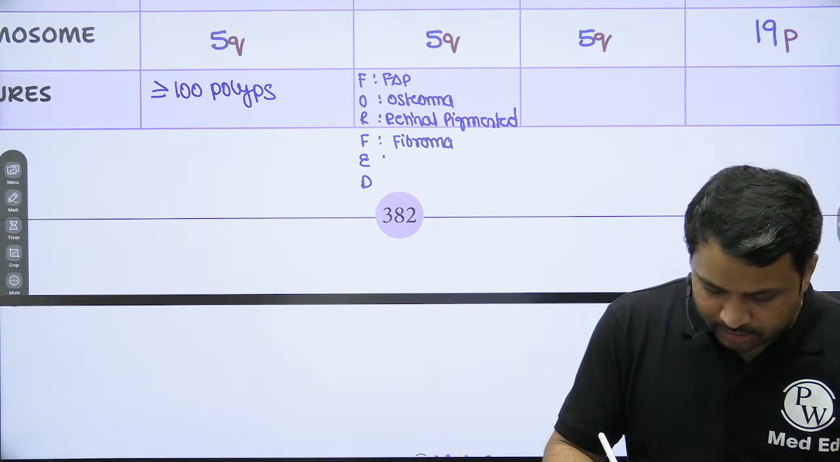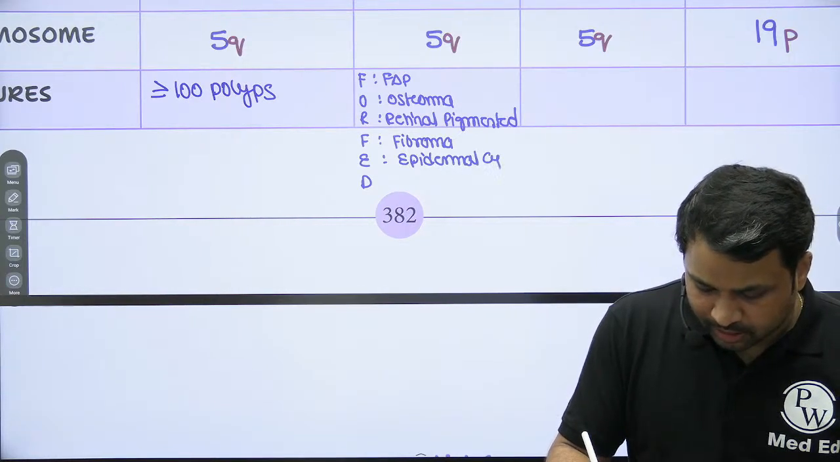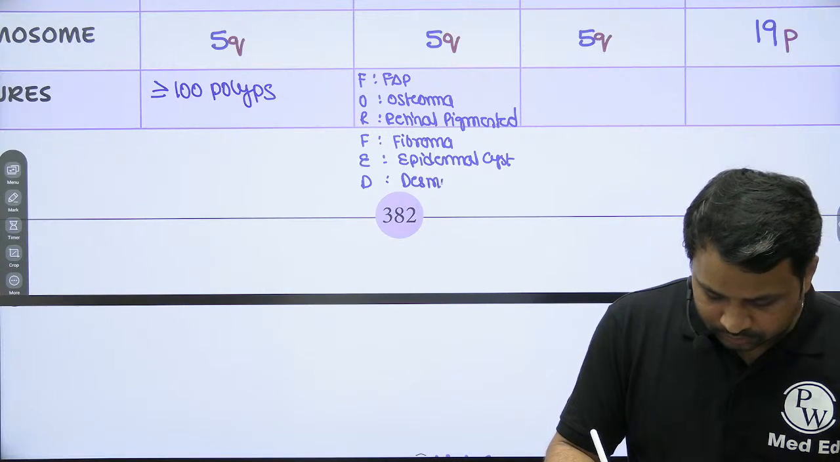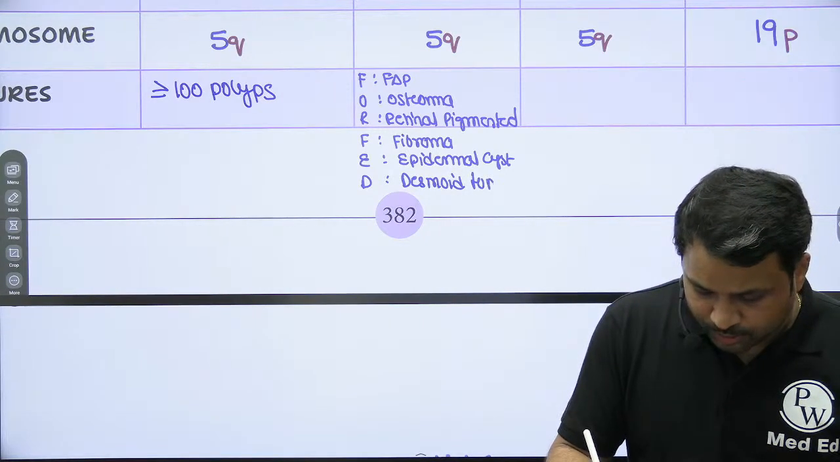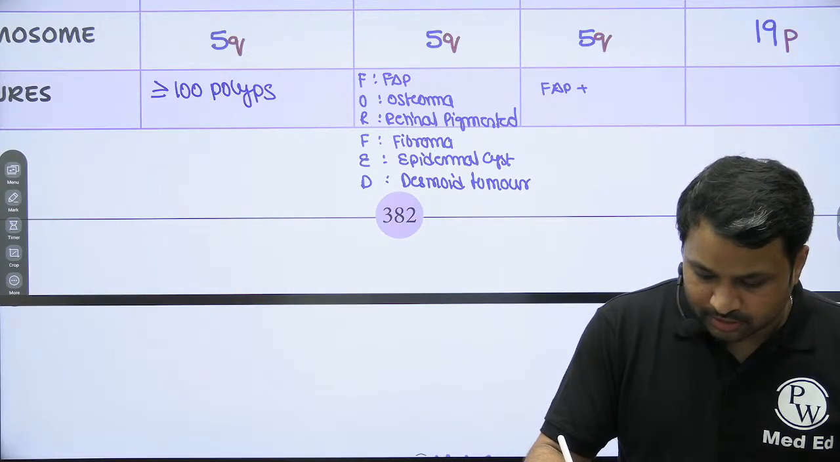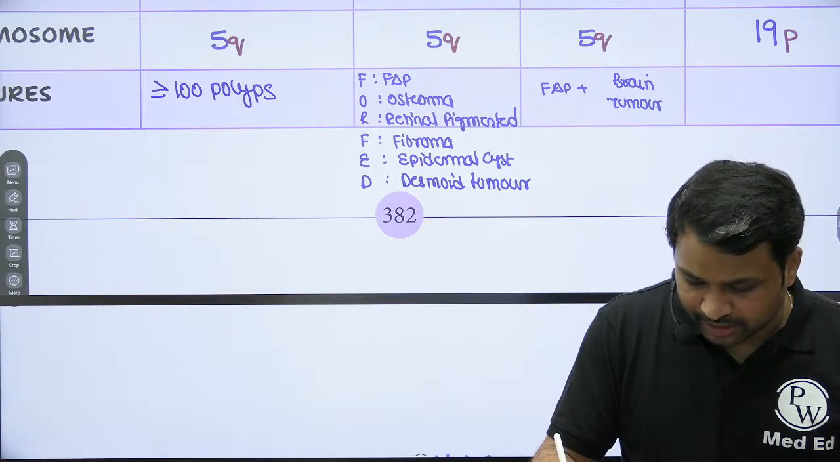There's an epidermal cyst, and your desmoid tumor. All these put together is what we call Gardner syndrome. Turcot syndrome is FAP with brain tumors.